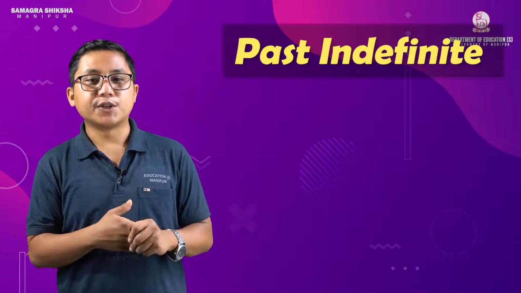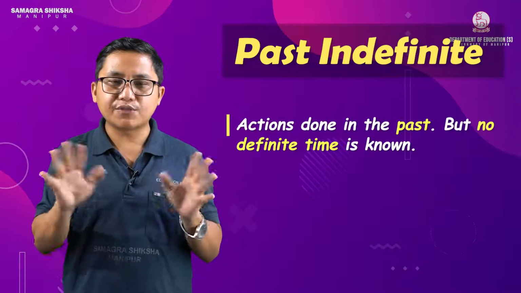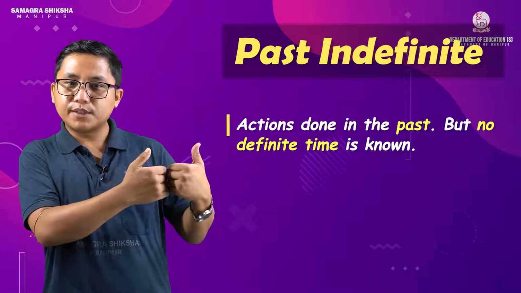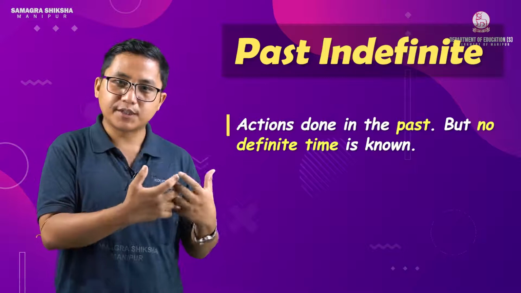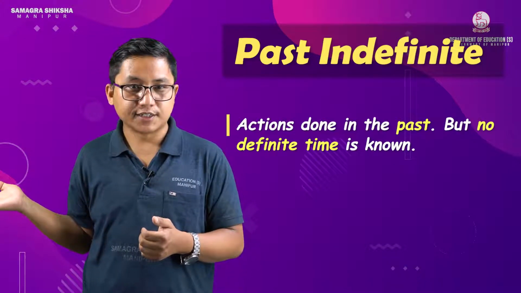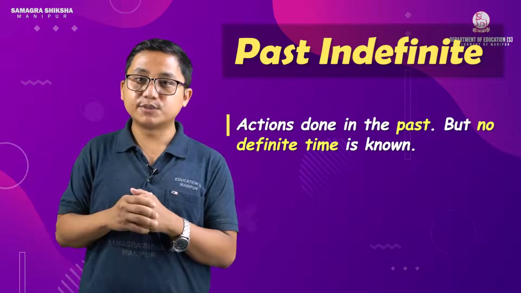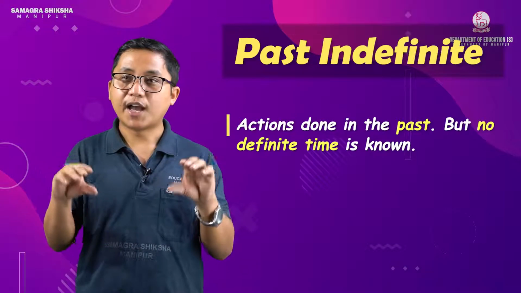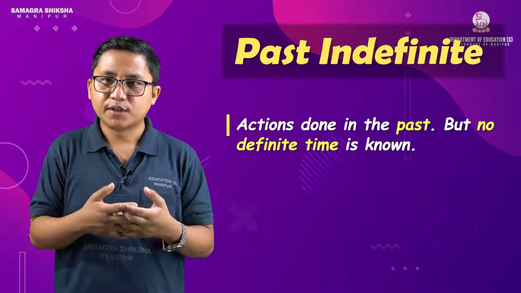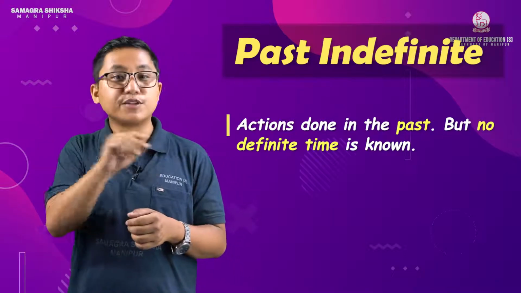Past indefinite covers those actions which were done in the past but no definite time is known. So when I say I go to school every day, the timing is not definite. That will be past indefinite. When I was a child, the present indefinite applied: I go to school every day. But now I'm an adult, I don't go to school nowadays, but I used to go to school every day when I was a child. So I went to school every day.